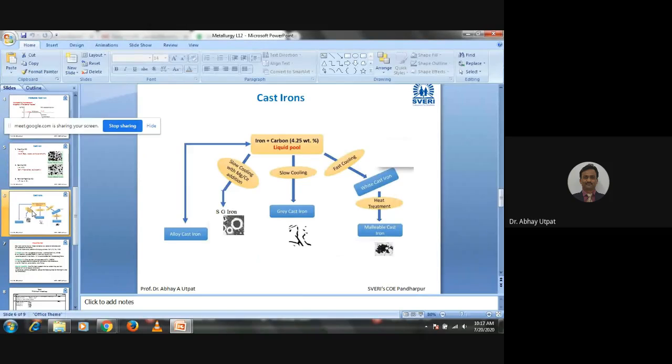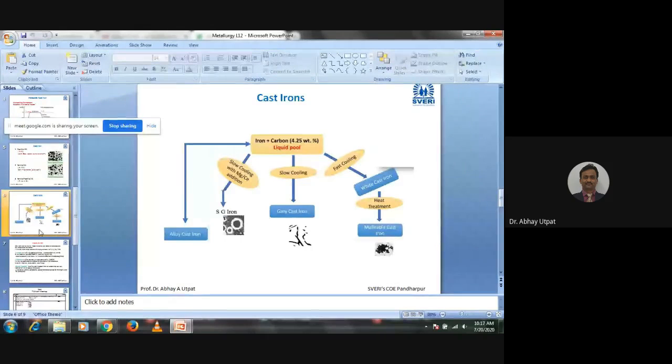Now in general, cast irons are explained here. If you cool slowly with the addition of magnesium, that is the nodularizing element, it gives SG iron. The shape of the graphite is shown there. If you cool slowly only grey cast iron without addition of Mg, it gives a flake structure. The microstructure is shown there. If you cool fast, it will give white cast iron. And if you give heat treatment to white cast iron, it will give malleable cast iron. The rosette carbon is shown below the malleable cast iron. So in general, this is the formation of cast iron.